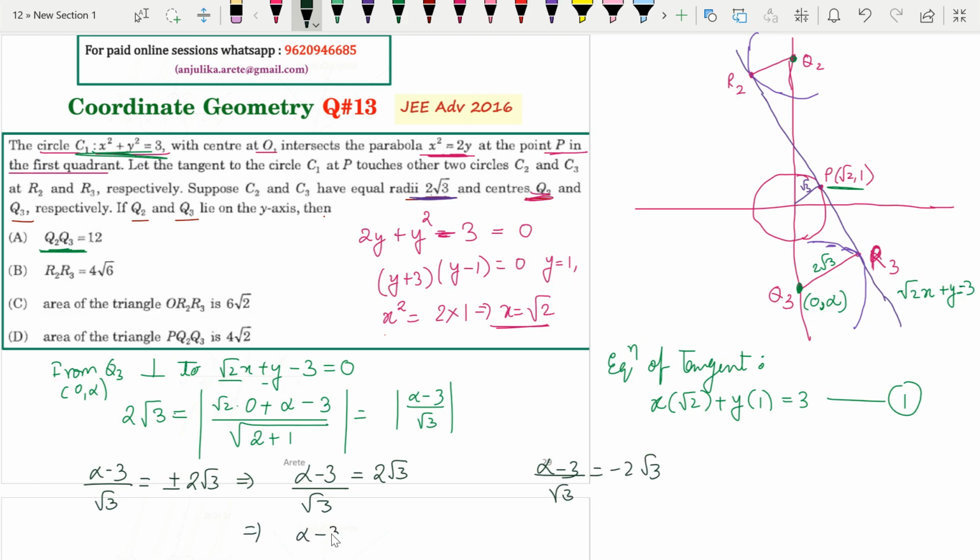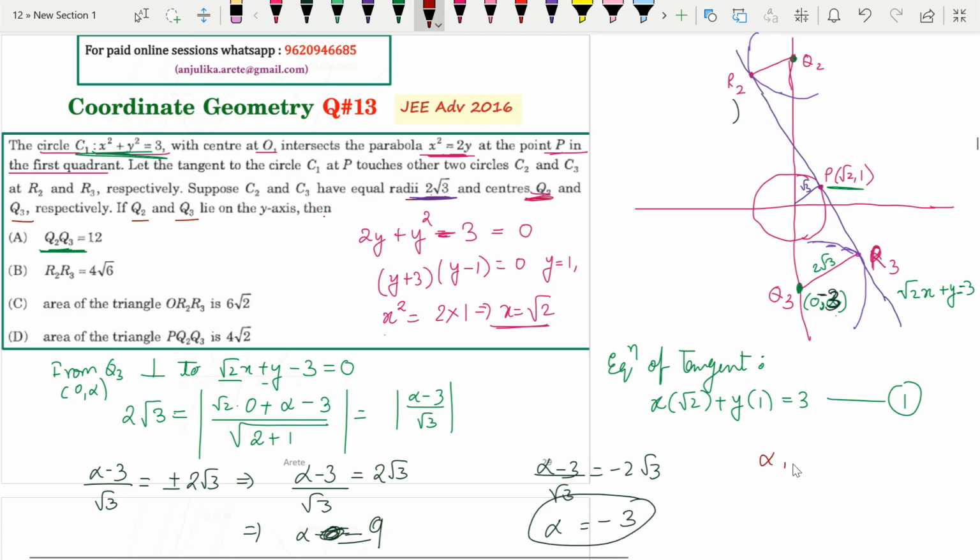So you're getting alpha minus 3 is equal to 2 times 3, that's 6, plus 3, that's 9. Okay, so alpha is 9. You got alpha to be 9. And here, how much are you getting alpha? Again, this is minus 6 and plus 3, minus 3. Okay, so we got two values for alpha, that is minus 3 and 9.